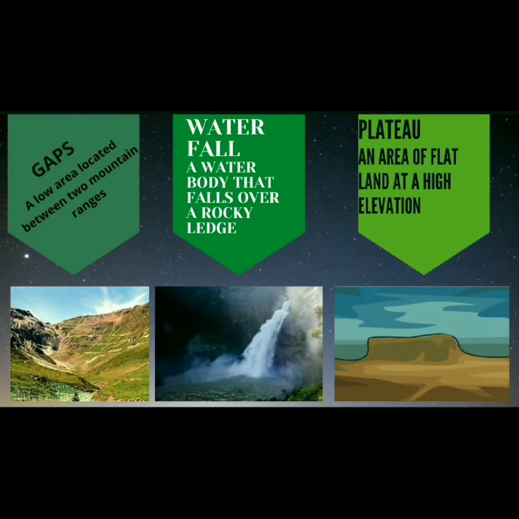1. Gaps or passes. A pass is a low area located between two mountains. Examples, Haputale, Balana, Galagedara. 2. Waterfalls. A water body that falls over a rocky ledge. Examples, Dunhinda, Laxapana, Diyaluma. 3. Plateau. A plateau is an area of flat land at a high elevation. Examples, Kandy Plateau, Hatton Plateau, Welimada Plateau.